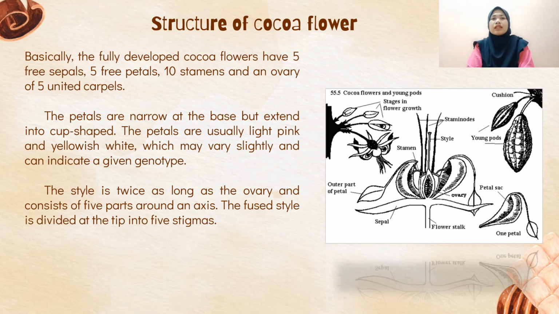The petals are narrow at the base but extend into a cup-shaped pouch. The petals are usually light pink and yellowish white in color, which may vary slightly and can be indicated by a given genotype. The style is twice as long as the ovary and consists of 5 parts around an axis. The fused style has the appearance of being single, but it is divided at the tip into 5 stigmas.